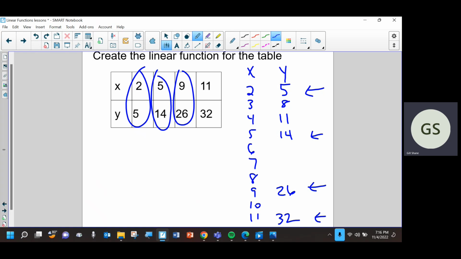So let's keep adding 3 and see if I hit the other two numbers, 26 and 32. So 3 plus 14 is 17. 17 plus 3 is 20. 20 plus 3 is 23. And look at that. 23 plus 3 is 26. So I hit that one more time. If I add 3, I get 29. If I add 3 again, I hit 32. So yes, I added 3 every single time. That is a linear function.